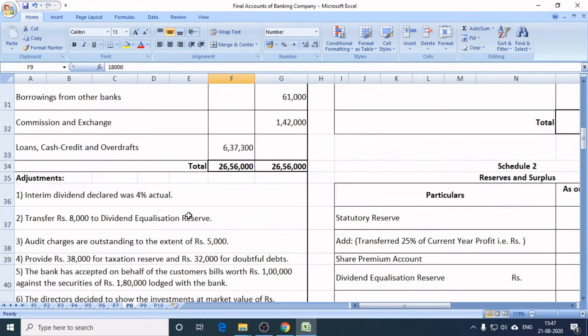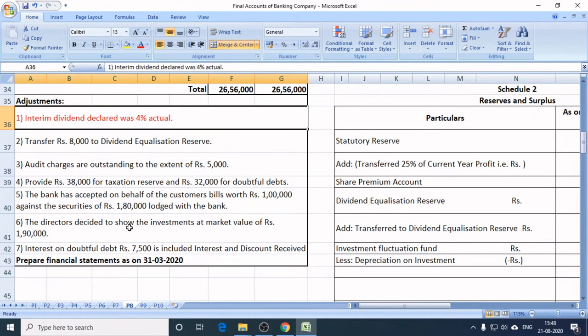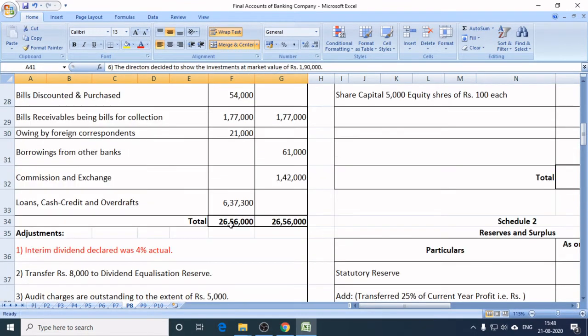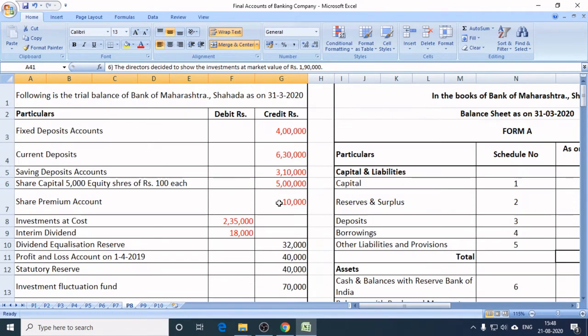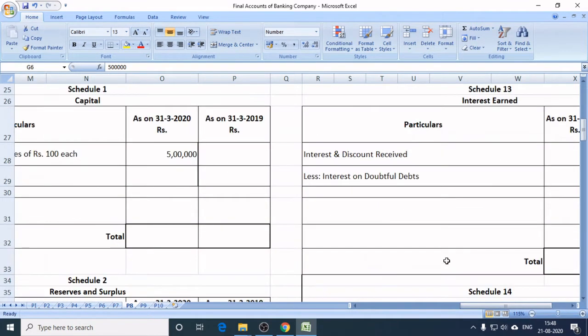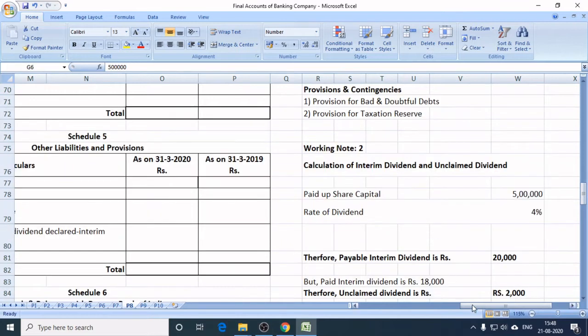But we have one adjustment of it, that is interim dividend declared. Now as per this adjustment, the value of interim dividend declared is 4% of paid up capital, whereas paid up capital is 5 lakh. I have prepared one working note of it. I would like to show it to you. Now this is working note number 2.